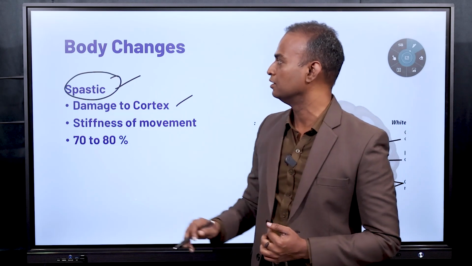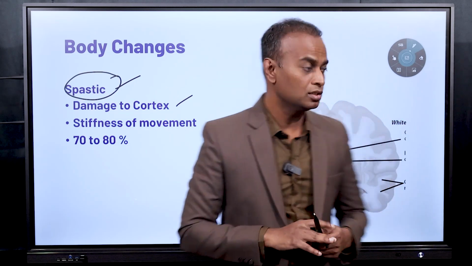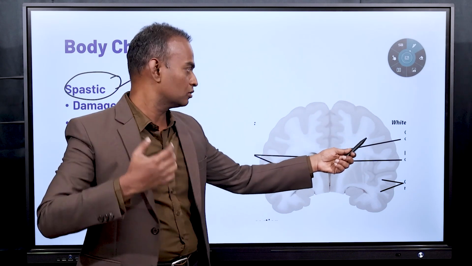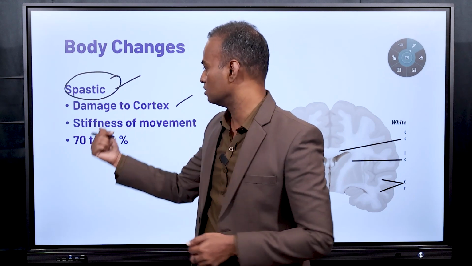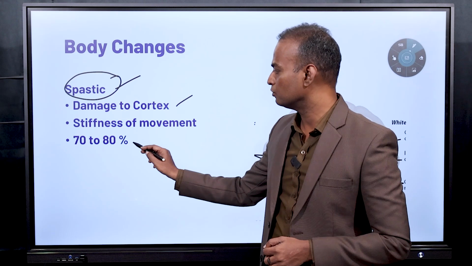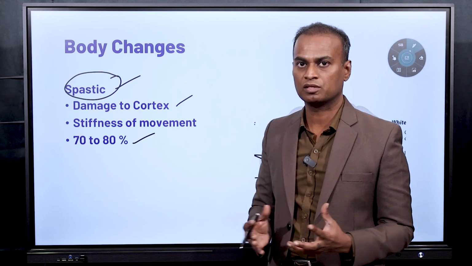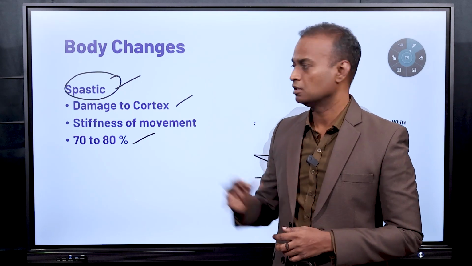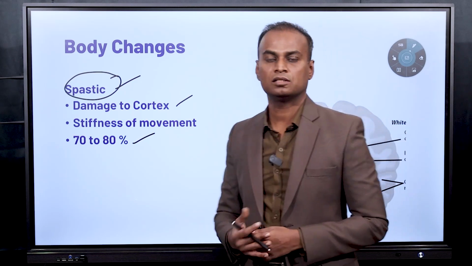Spasticity means rigidity. So if there is damage in the cerebral cortex, the upper or outer part of our brain, this will be the effect. These are the symptoms that are seen, and this is the most common type of cerebral palsy. 70 to 80% of the people who are suffering with cerebral palsy will land into spastic cerebral palsy. This is the common one among all the cerebral palsies.